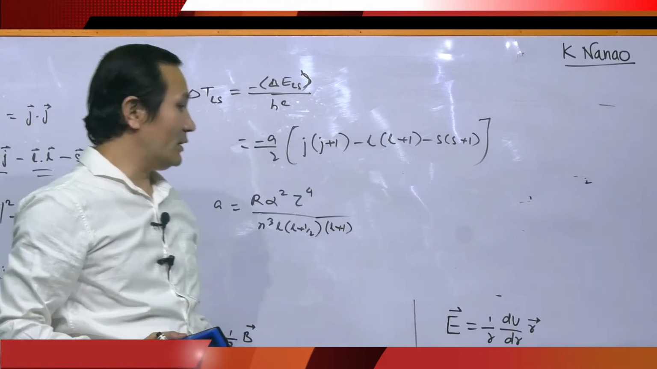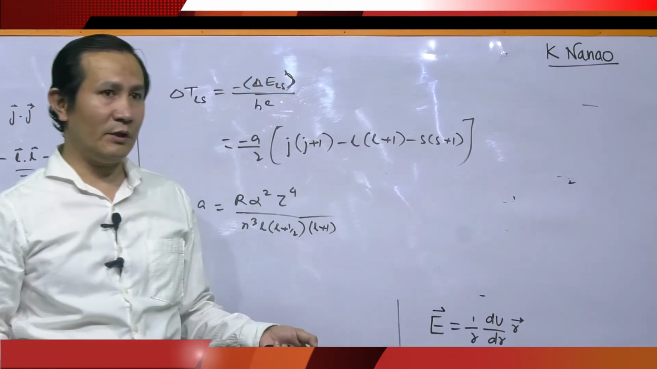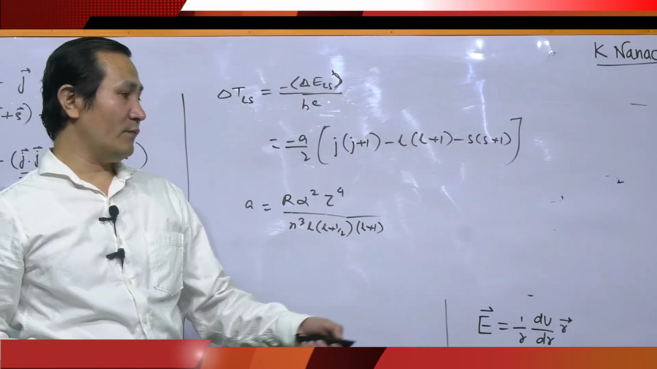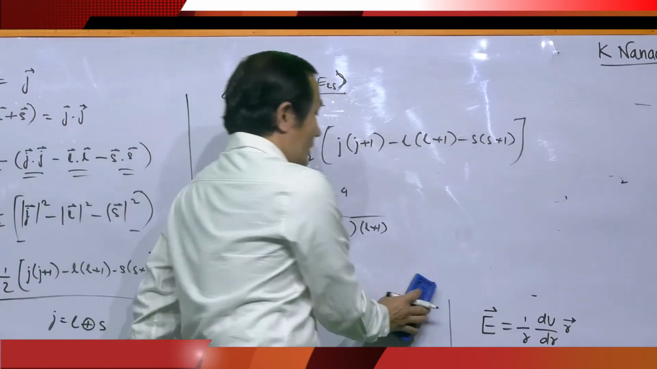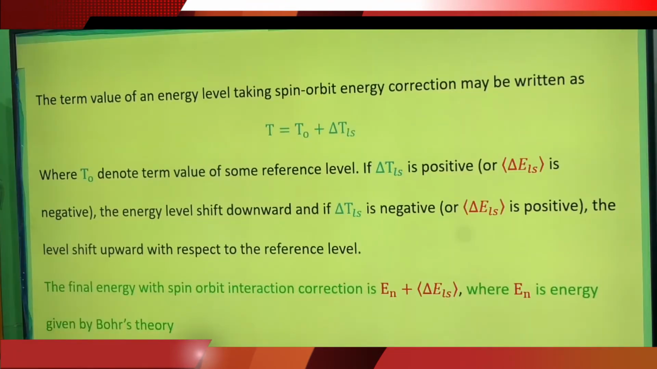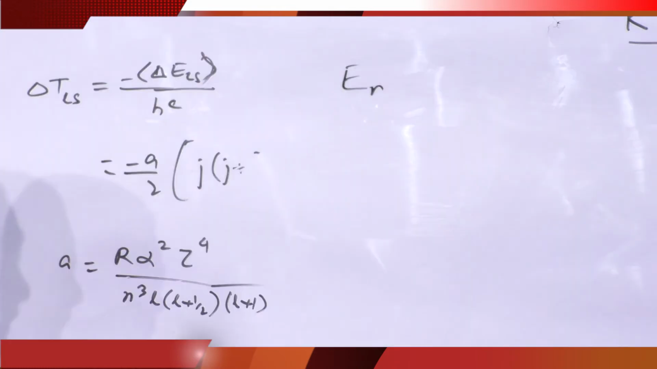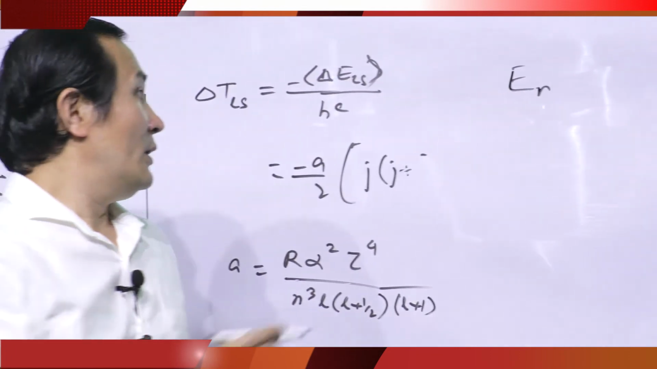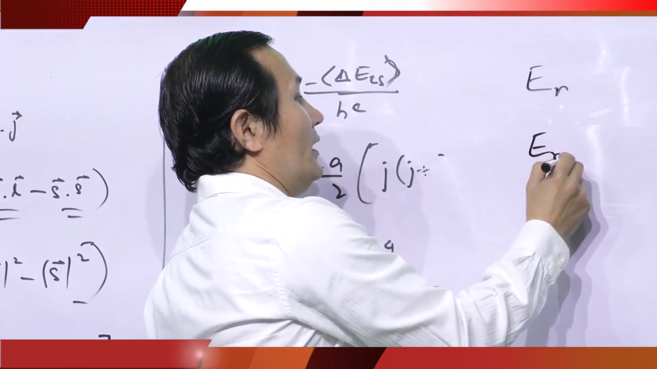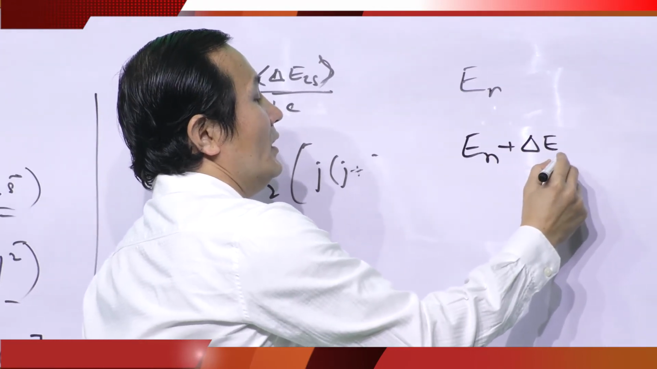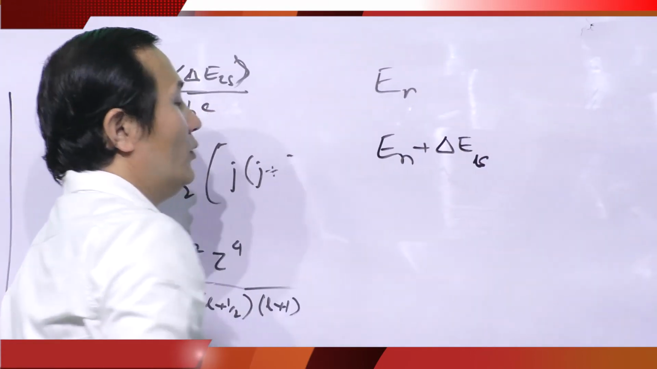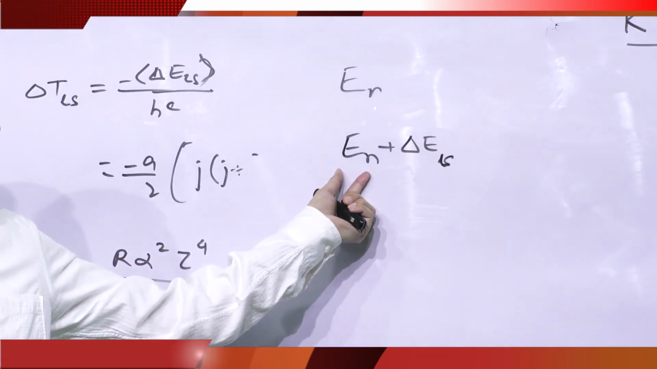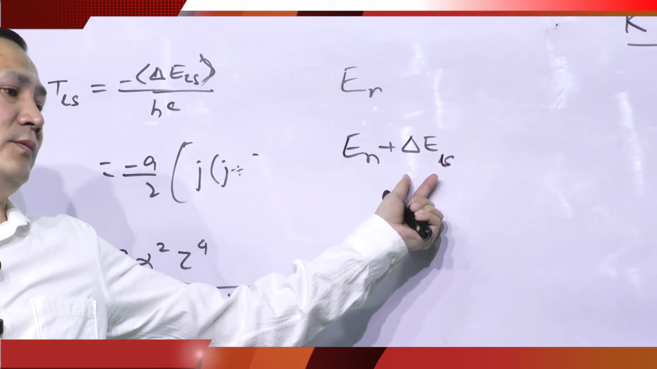So you can study this in terms of the term values which spectroscopists used to use. Now, we'll go straight to this final one. In terms of energy, we can also study it like this. If En denotes the energy calculated from Bohr's theory, then the total energy after correction for spin orbit will be, let us say, E_nLS, like this. This is the energy calculated from Bohr's theory, and this is the correction made due to spin orbit interaction.